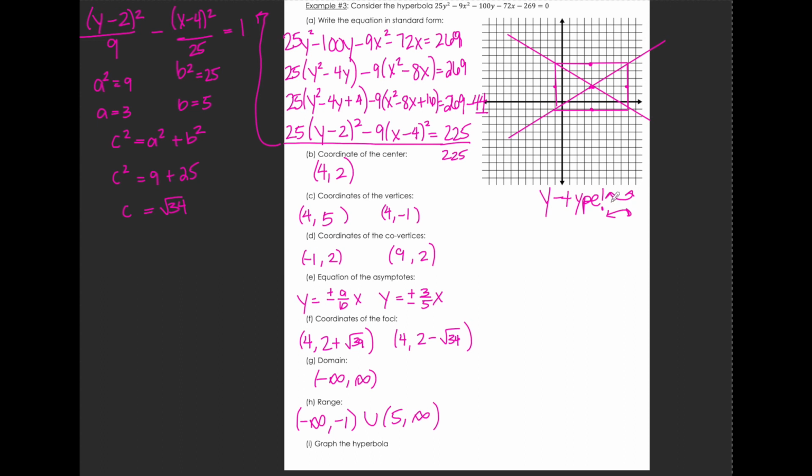So now from here, since this is a y type, I know that my vertices are points on the hyperbola. This hyperbola is opening up and down and is hugging these two asymptotes. That's it for graphing hyperbolas and identifying key features.